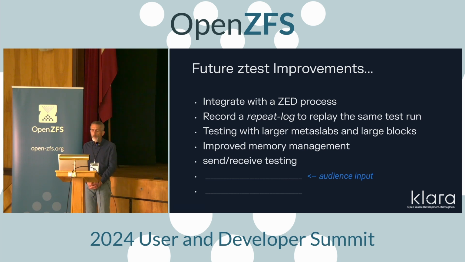Memory management, I mentioned earlier that we just compiled a kernel, it's like a mock kernel. So instead of calling kmem_malloc, we just call malloc. But also, on Linux at least, instead of calling kmem_cache_free, we just call free. And so you could actually allocate something from one kmem cache, free it to another, and ztest wouldn't catch that.